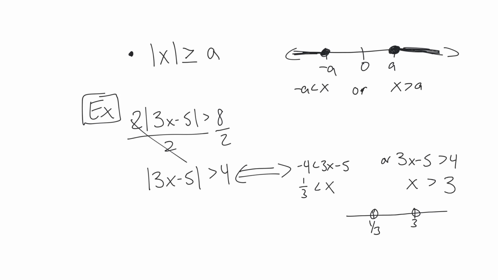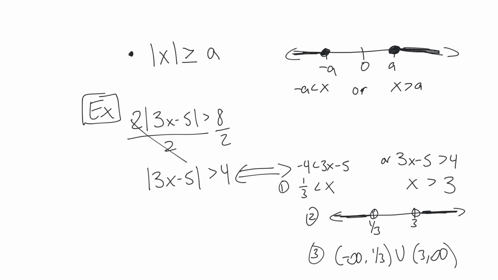So looking at that, I'm going to have 3 and 1/3. I'm going to have 2 open circles, shaded below. So that's going to be negative infinity up to 1/3, union 3 up to infinity. All right, so there's our 1, 2, 3 ways of representing those absolute value inequalities. And that should take us through all of A6.